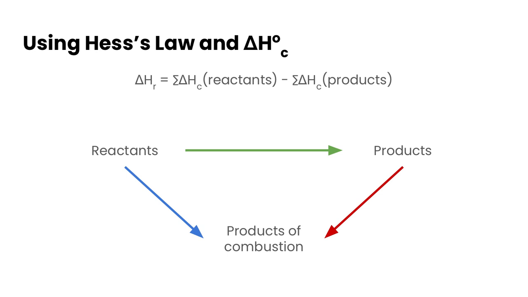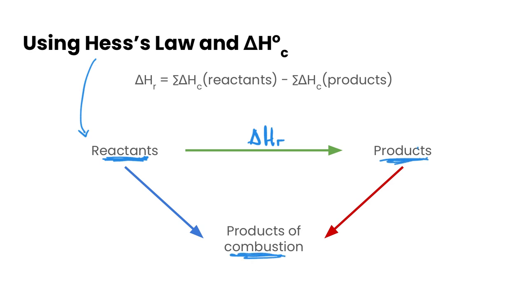Now we can use enthalpy changes of combustion to figure out the enthalpy change for any reaction. It looks very similar to the enthalpy changes of formation and how to figure out an enthalpy change of reaction, but slightly different. If we use Hess's law here, and we're looking at any reaction going from reactants to products, so this would be our enthalpy change of our reaction, then we would have enthalpy changes of combustion of our reactants going to the products of combustion, and then our products going to products of combustion.